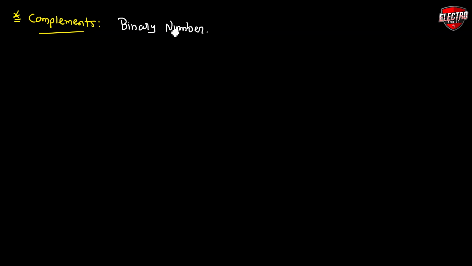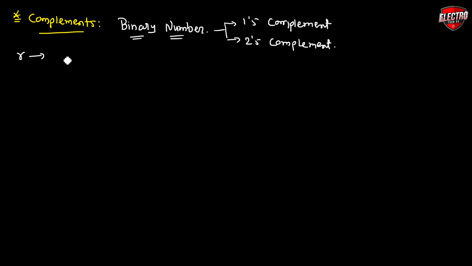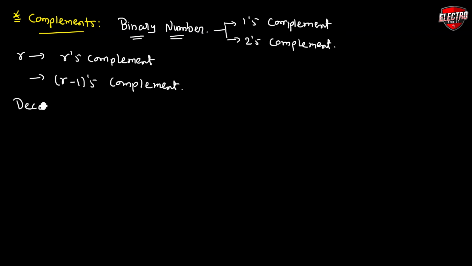For example, if we discuss the binary number system, then there are two types of complements. First one is ones complement, and second one is twos complement. That means there are two types of complements for base R system: first one is R's complement, and second one is R minus ones complement, as we discussed in the binary number system.